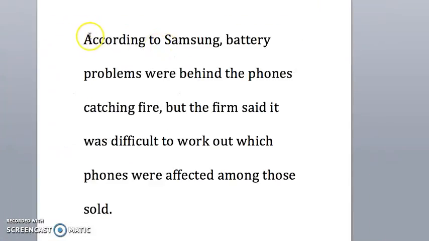The sentence is this one. According to Samsung, battery problems were behind the phones catching fire, but the firm said it was difficult to work out which phones were affected among those sold.